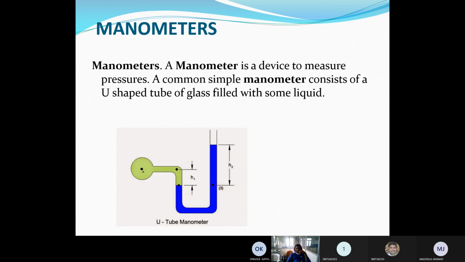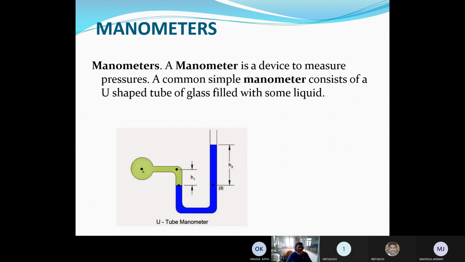Manometer. How can we measure the pressure? Pressure is measured by manometers. A manometer is a device to measure pressures. A common simple manometer consists of a U-shaped tube of glass filled with some liquid. This is the U-shaped tube. That is why we call it a U-shaped manometer.